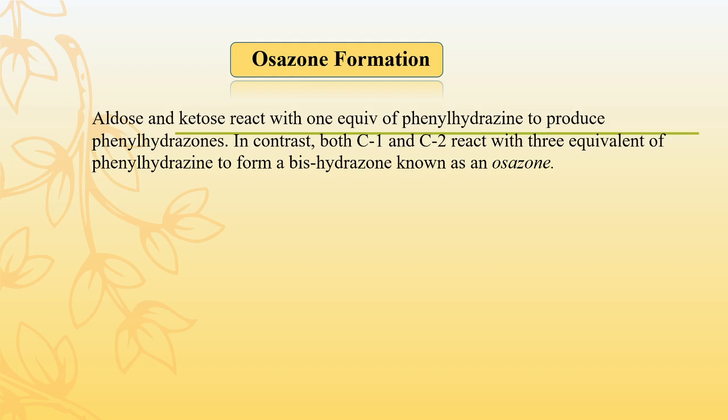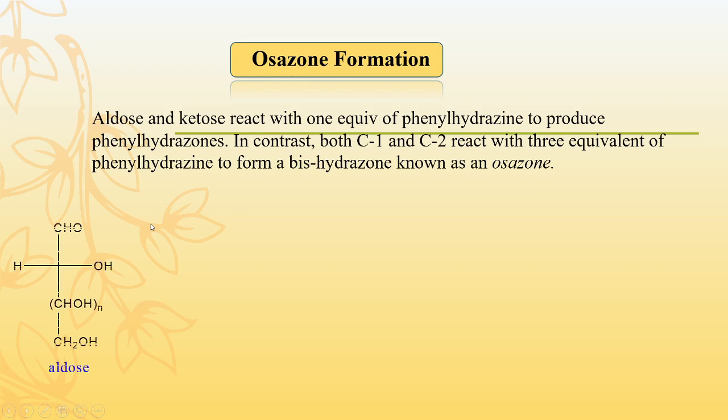That means aldose and ketose react with one equivalent of phenylhydrazine to produce the phenylhydrazone. When we react phenylhydrazine with aldose or ketose, it gives the phenylhydrazone. In contrast, for C1 and C2, initially we react one equivalent of phenylhydrazine with the aldose and it gives the phenylhydrazone. But if we react three equivalents of phenylhydrazine, then it gives the osazone as a product. So how can it be formed?